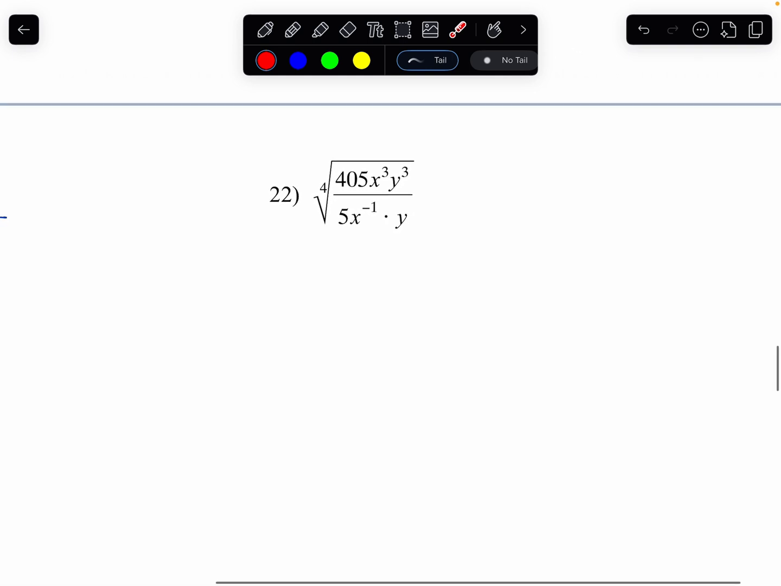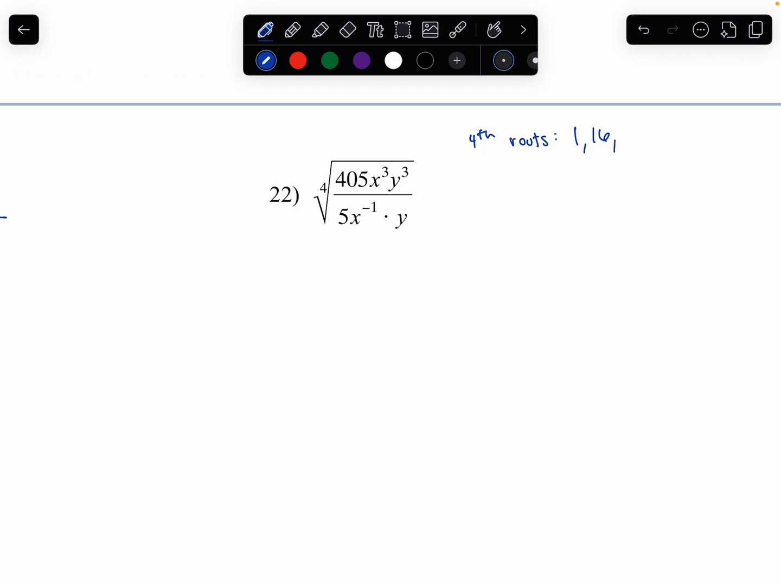Going over here, so the fourth root of 405. Let's see, does 405 have a fourth root? It does not. Okay, so I'm going to list fourth roots. So fourth roots are 1, 2 times 2 times 2 times 2, so 16. 3 times 3 times 3 times 3 is 81. And then 4 to the fourth is 256. I think that's about as far as we want to go.